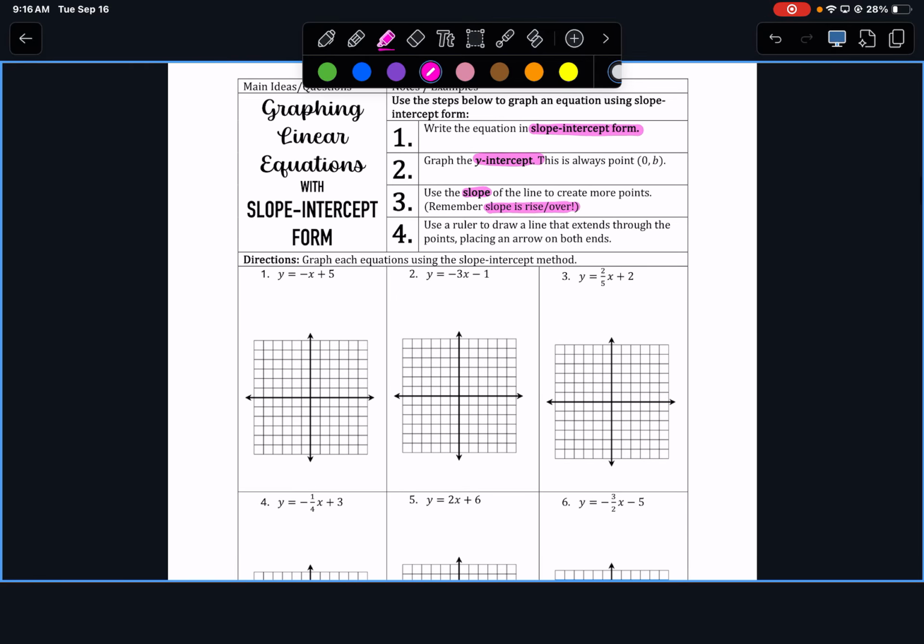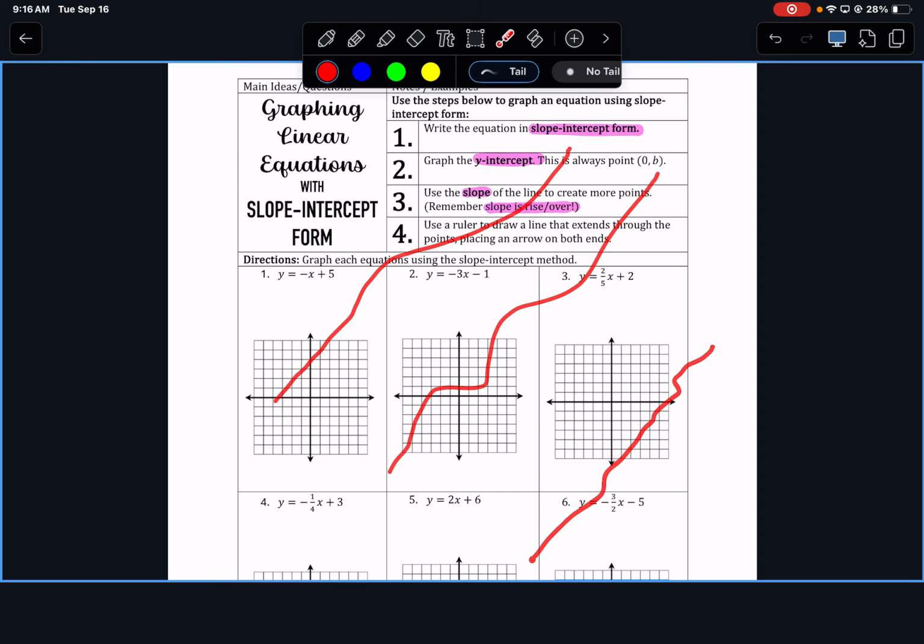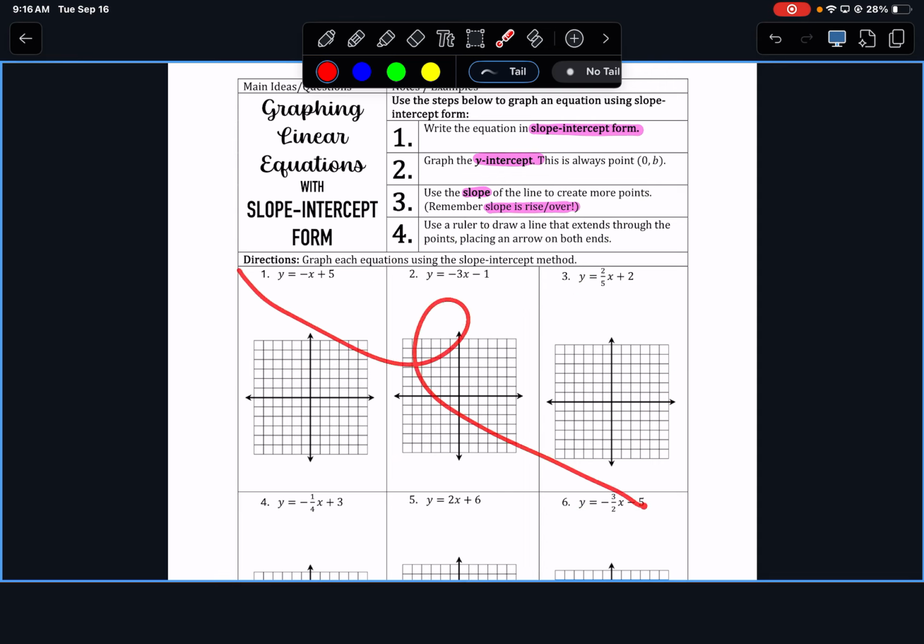And then we're going to use a ruler to draw a line that extends through the points. I want to be very, very clear real fast, okay? I don't want your lines to look like this. I do not want your lines to look like this. That's not even a straight line.